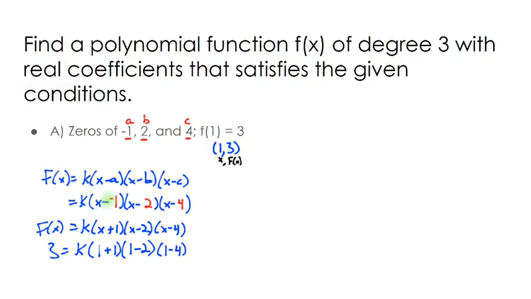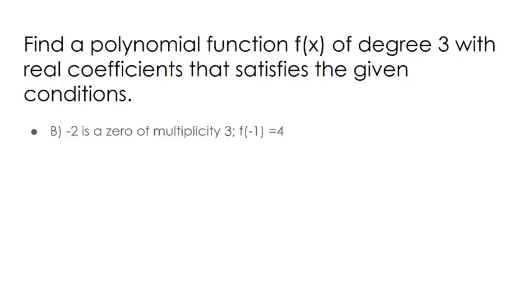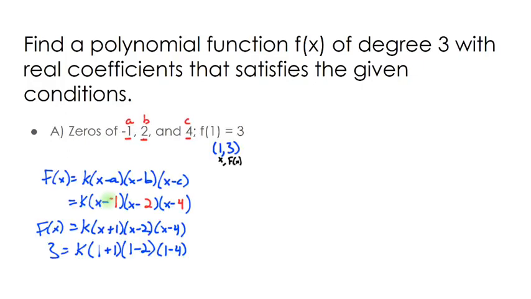times x minus 4. Hopefully you see that what I did is I just took this x value right here and substituted in for the x's that are in our function. And now let's do a little simplification. So 3 equals k times 2, because that's 2, times -1, because that's -1, times -3, because that's -3. So 3 equals k times, that would be -2 times -3, that would be +6.